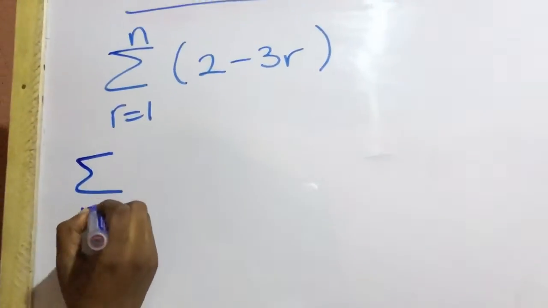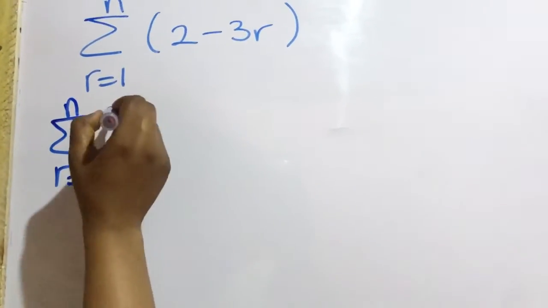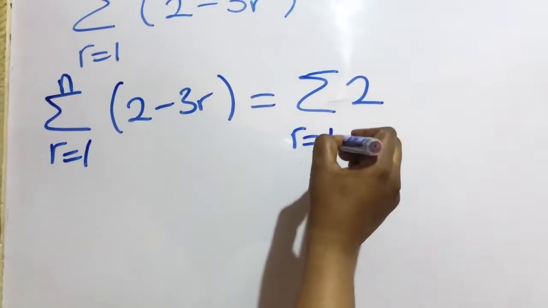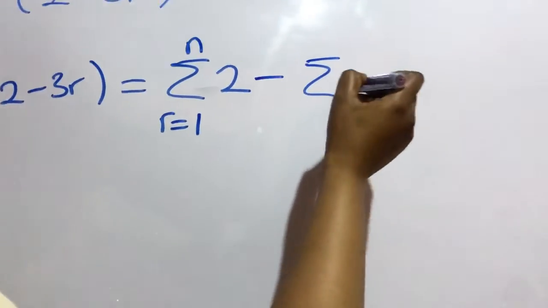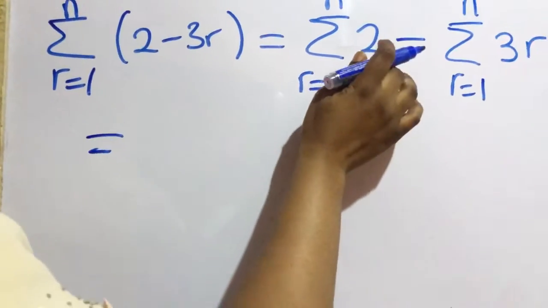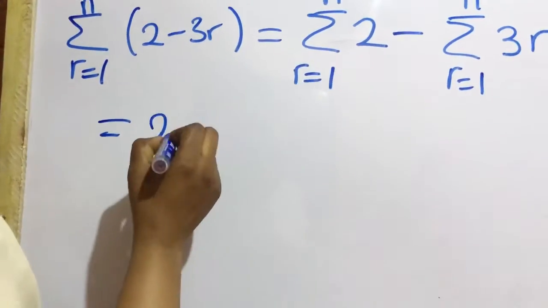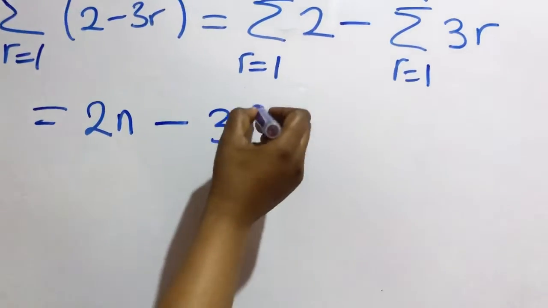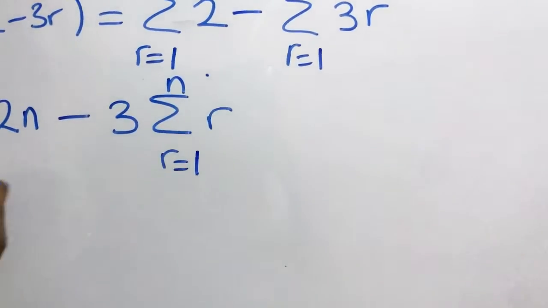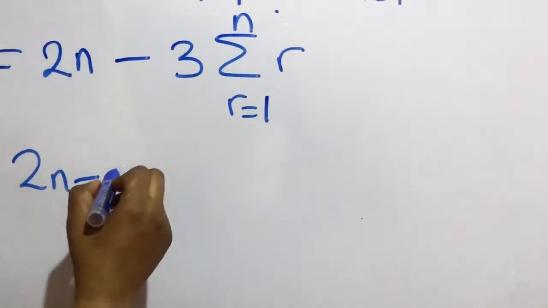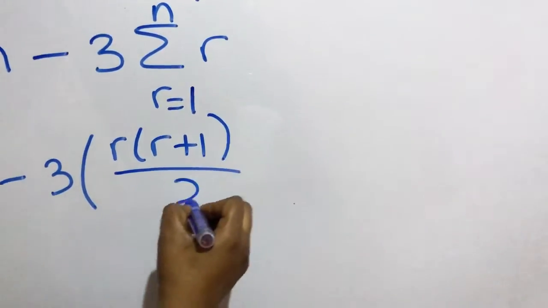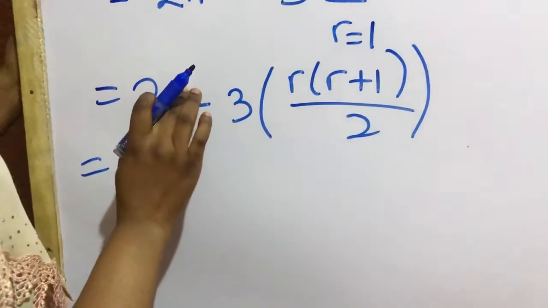So here is another question for you. Remember, the summation from r equals 1 to n of 2 minus 3r can be written as the summation of 2, r equals 1 to n, then minus the summation of 3r, r equals 1 to n. So the summation of constants will give us 2 multiplied by the maximum value, so minus 3 multiplied by the summation of r, as r is equal to 1 to n. So 2n minus 3 multiplied by r into bracket r plus 1, everything over 2, this one is supposed to be, yes, n.